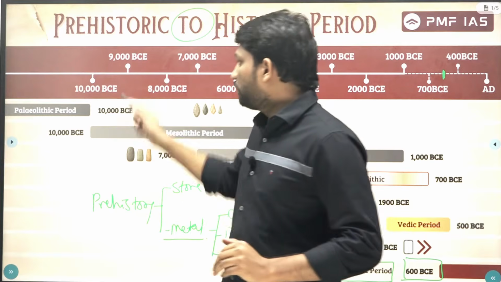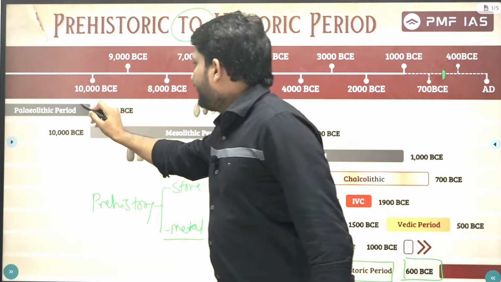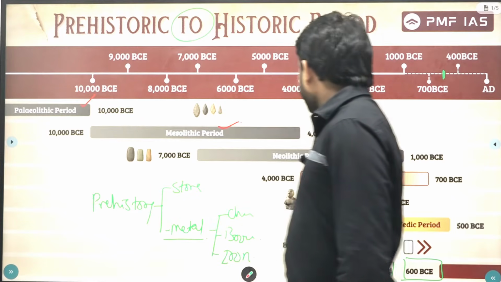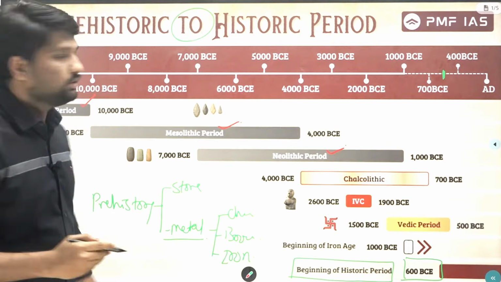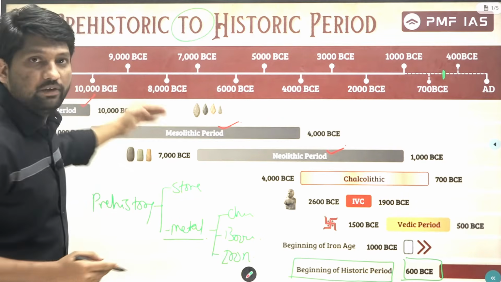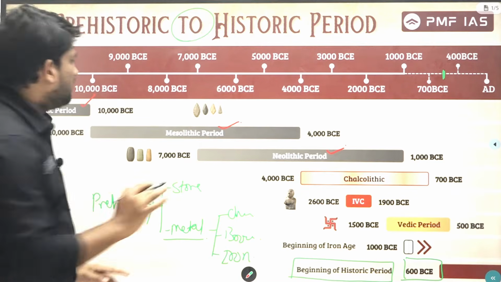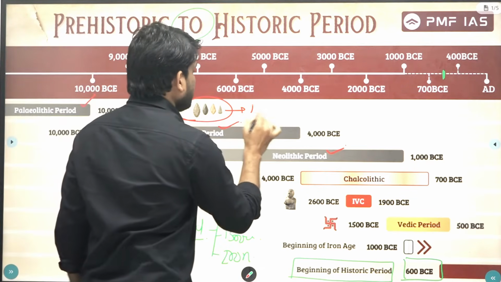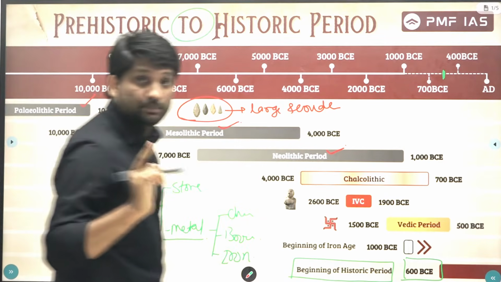If we start with the Stone Age, it is again divided into three main types: Paleolithic period, Mesolithic period, and Neolithic period. Based on the type of stone tools they were using, it is classified into Paleolithic, Mesolithic and Neolithic. During the Paleolithic period, they were using large and crude stones, meaning the stones were not specialized.